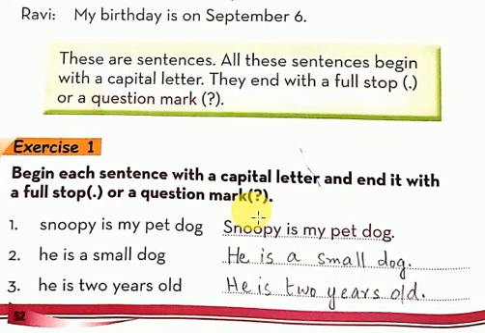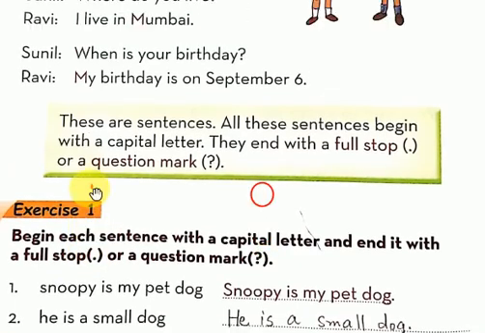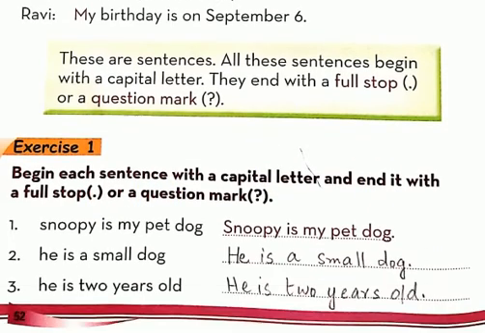So, number 1, you have to start the sentence with a capital letter. Number 2, you have to end the sentence with a full stop or a question mark. If it's a question, then you have to put a question mark. But if it's a normal sentence, not a question, not an exclamation, then you have to put a full stop. Okay students, let's start exercise number 1.